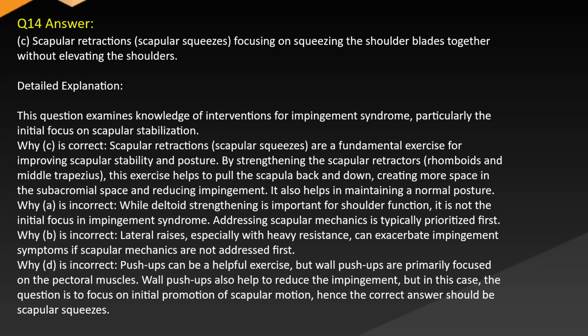the retractors, rhomboids, and middle trapezius. This exercise helps to pull the scapula back and down, creating more space in the subacromial space and reducing impingement. It also helps in maintaining a normal posture.